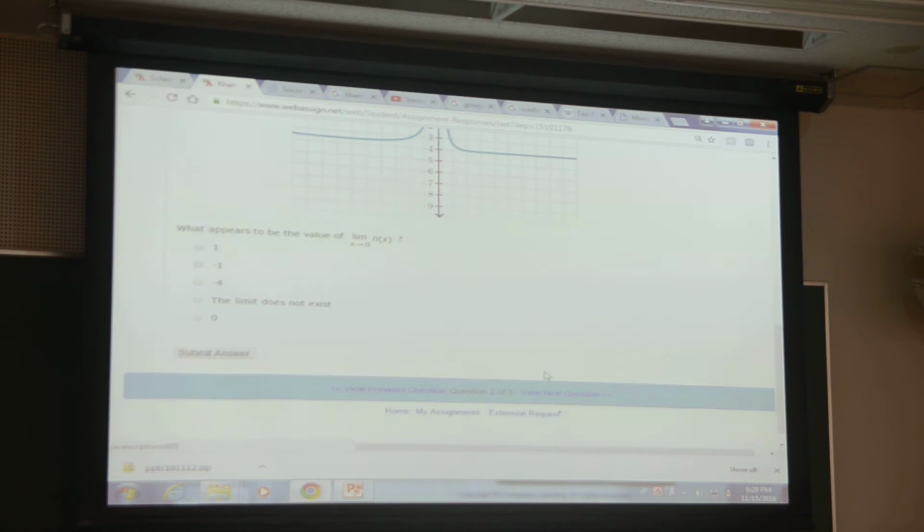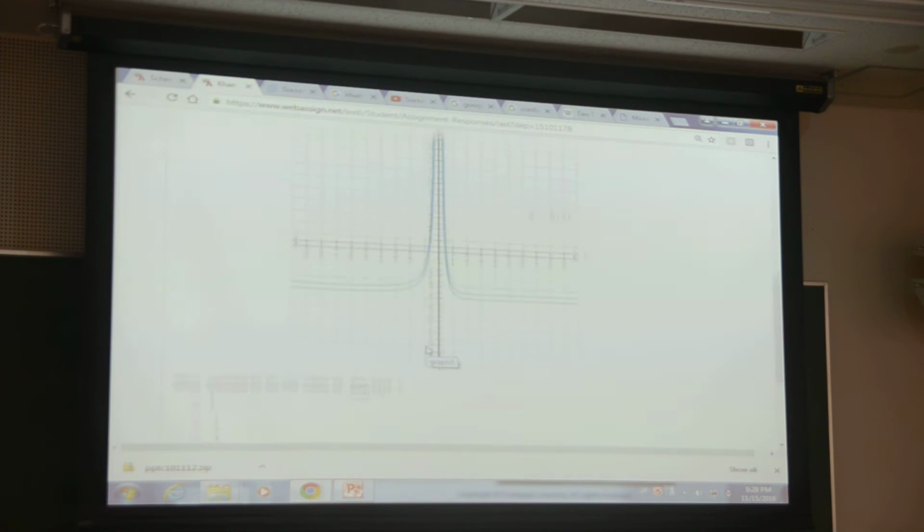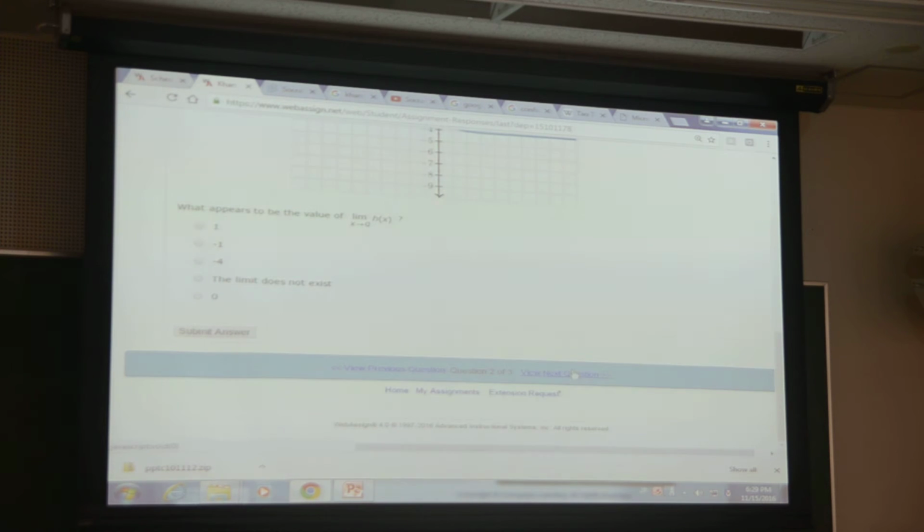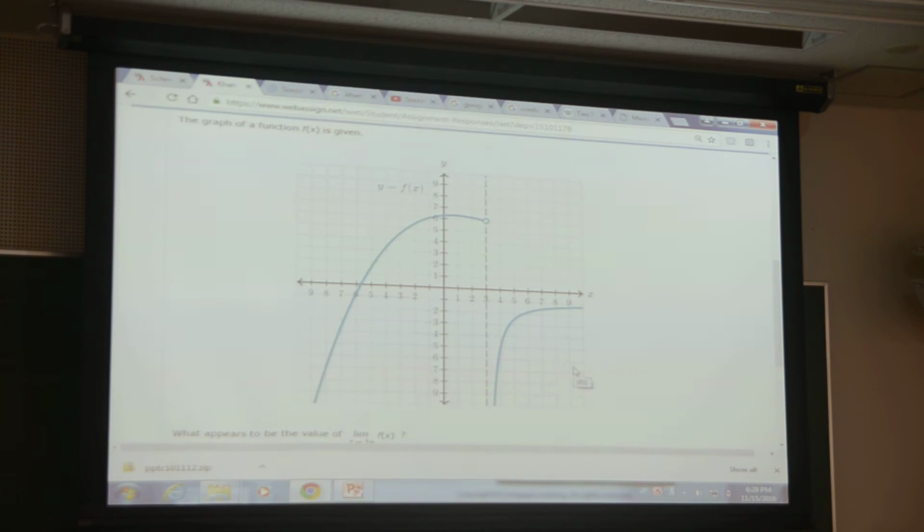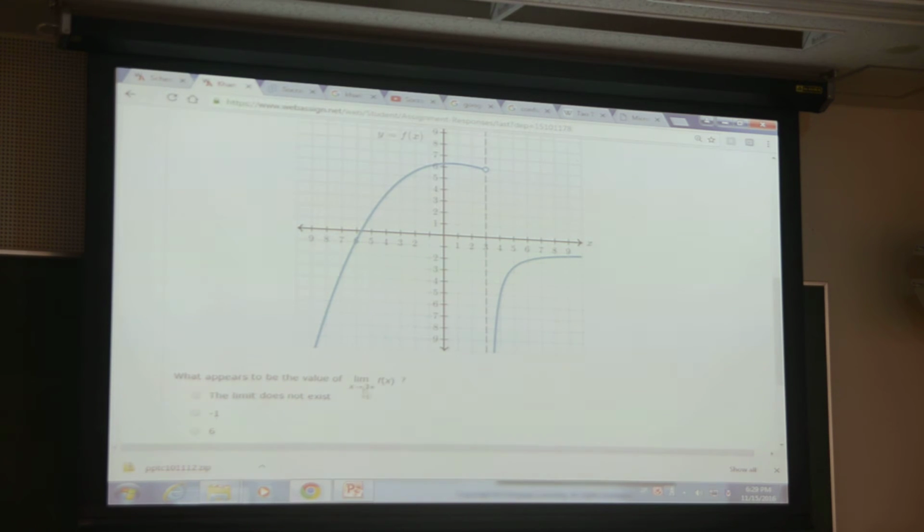Okay? Here, same question basically, at 0, it's just the same question really. So again, the answer is the same. And finally, the last one. It's not exactly the same question, but pretty close. This means as x goes to 3 only from the right. So if you're only looking from the right, it goes to negative infinity. Again, that really means the limit doesn't exist.